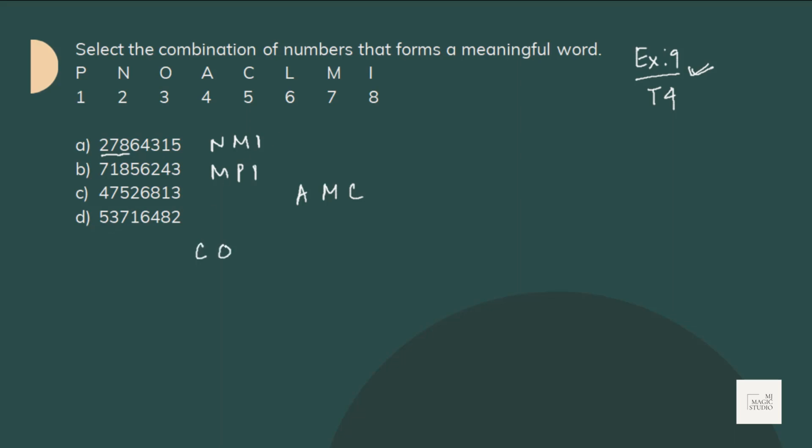5371 6482: C, 3 is O, 7 is M, 1 is P, 6 is L, and then 4 is A, 8 is I, and 2 is N. Complan. Yes, a meaningful word with 53716482. It's always advised to place the letters according to the numbers given in the option, and then check your knowledge of vocabulary whether that particular word has some meaning or not. Let's take up one more example.